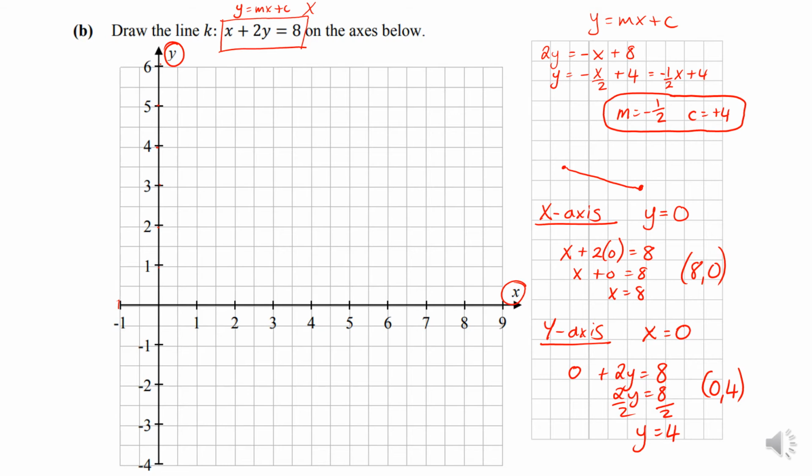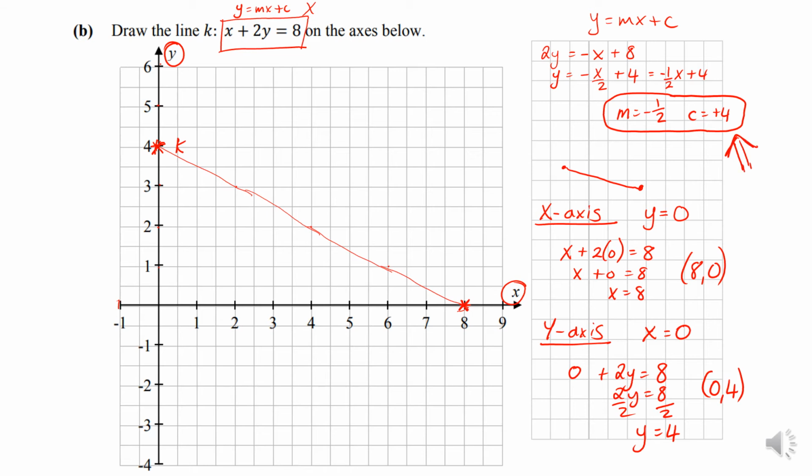So we're going to use these 2 points. 8, 0 is here on the x-axis, and 0, 4 is on the y-axis as part of our line. And then I want you to take a ruler. Now, I don't have a ruler here, but you will draw this really nice and straight using your ruler. And this is our line K. Okay, and label it as well on your graph. That's K.